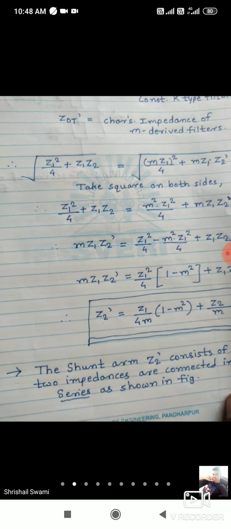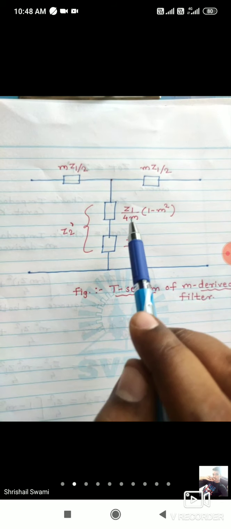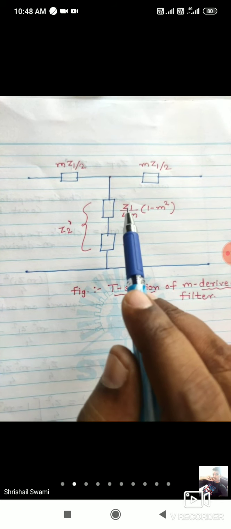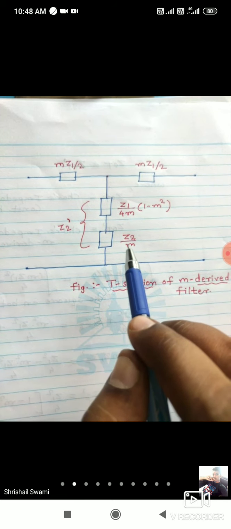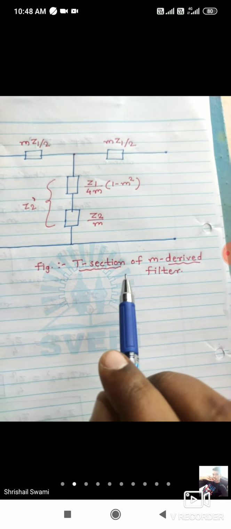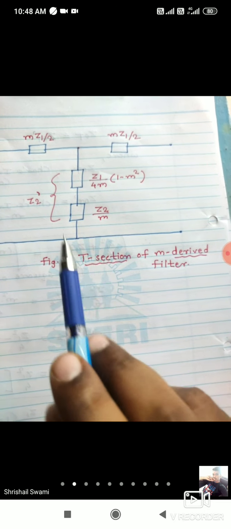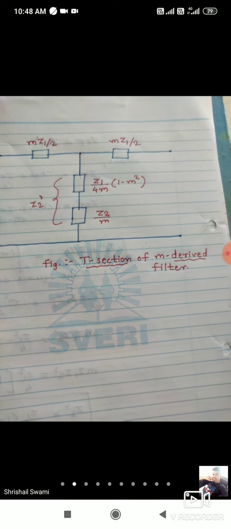So what will be the modification in the diagram? M into Z1 by 2, M into Z1 by 2 as it is. So Z2 dash is replaced by the series combination of these two, that is Z1 divided by 4M into 1 minus M square, and this impedance is Z2 by M. So this is called the T section of M derived filter. It may be a low pass filter or a high pass filter of M derived. Understood? So we will continue now.